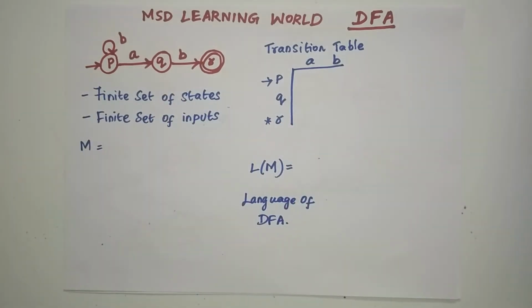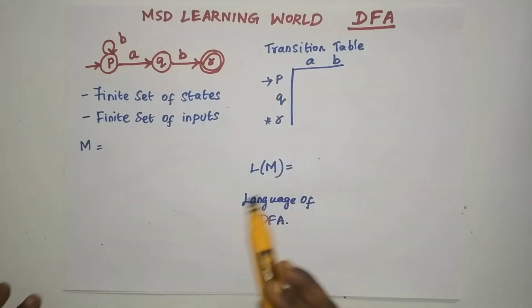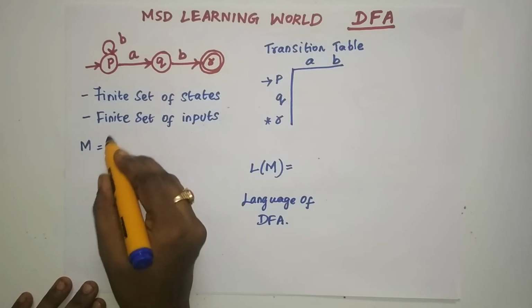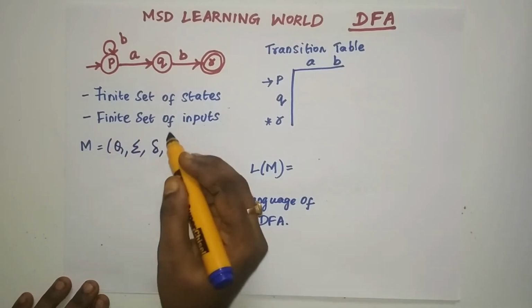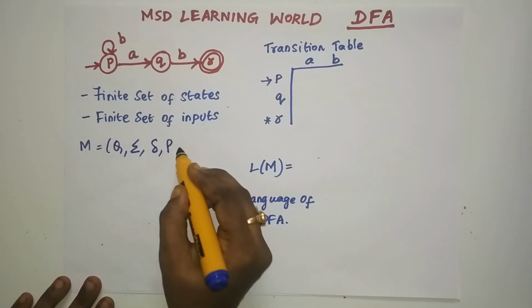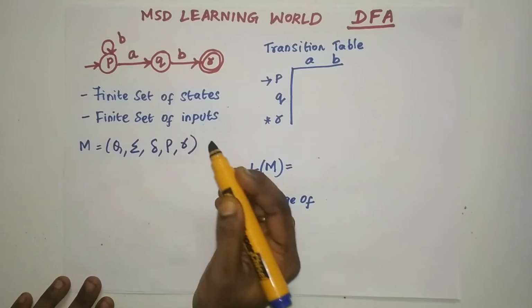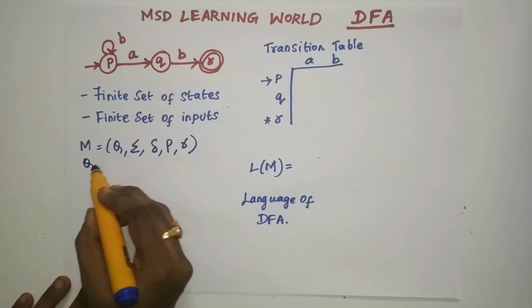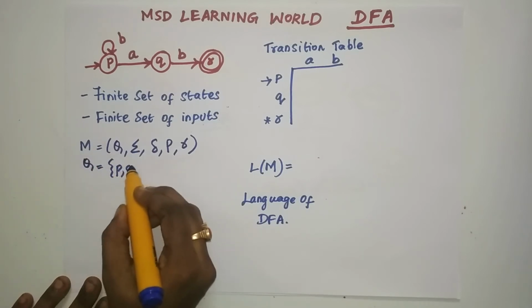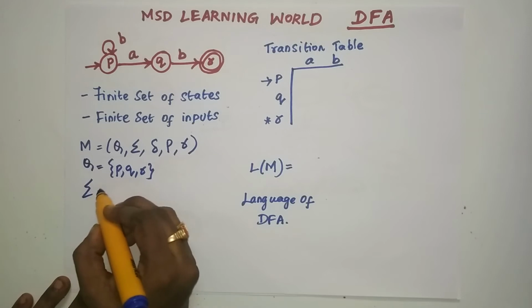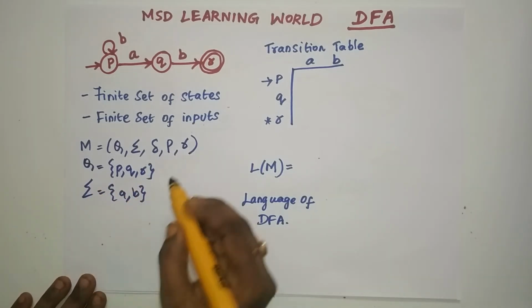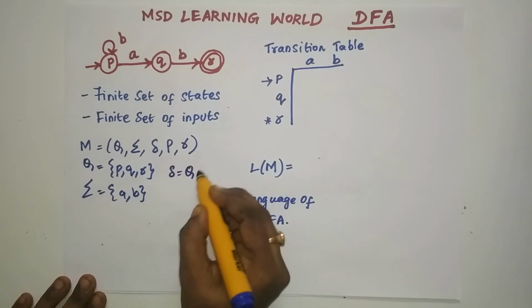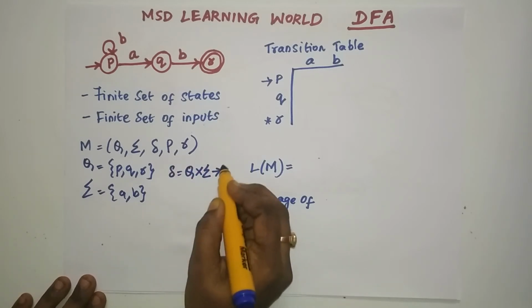So here the transitions in the deterministic finite automata are represented. The machine M is represented as Q, sigma, del, initial state, final state. Here the initial state is P and the final state is R. So here the set of all states Q are P, Q, R. The input alphabets are A, B. And the transition del is represented as Q Cartesian product sigma tends to Q.